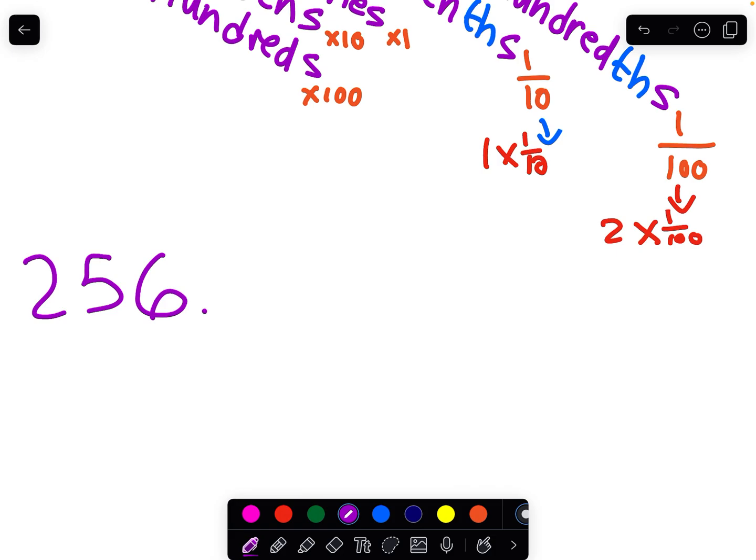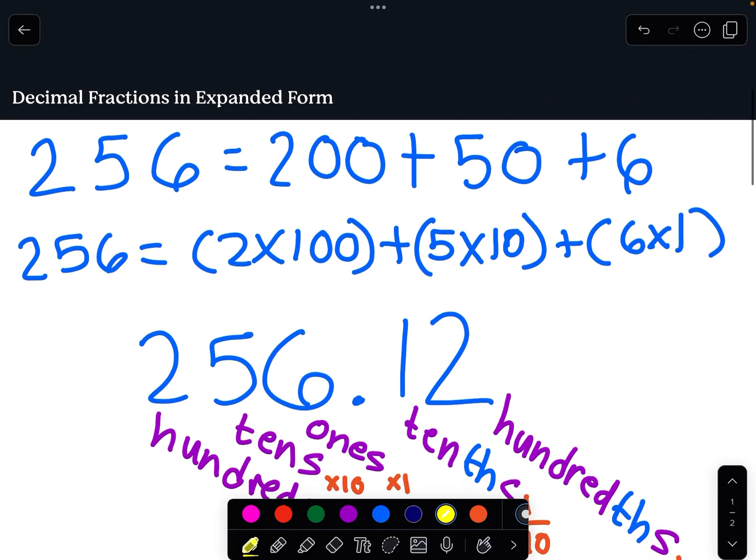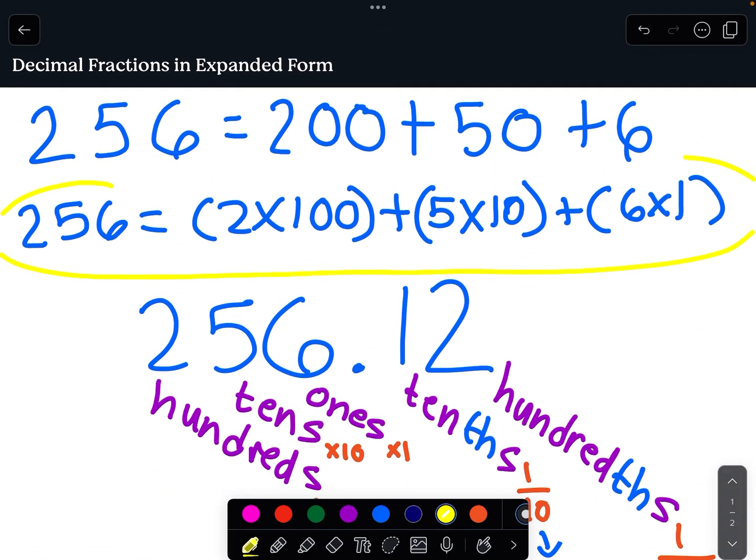And the way to write it in expanded form is we're going to go back and look at our example over here, 2 times 100, 5 times 10, 6 times 1 gives us 256. We're going to look at that.